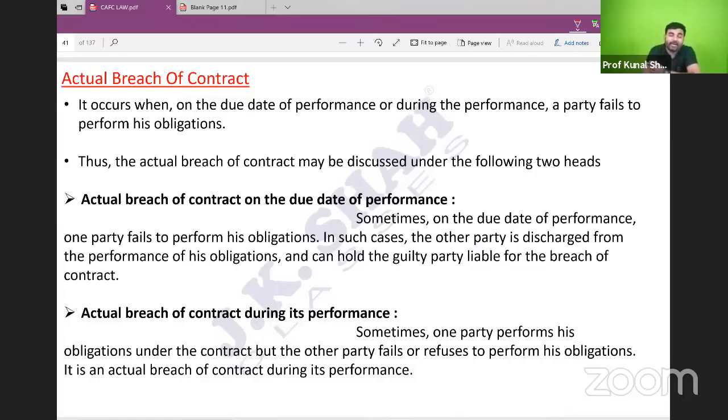I took the lecture on 10th, I took the lecture on 11th, I also took the lecture on 12th. Later on, I came back to Mumbai on 13th April. Can I say I've done a breach? And that breach is also called an actual breach. So actual breach involves two things. Either the breach is done on the due date or during performance, it is an actual breach of contract.